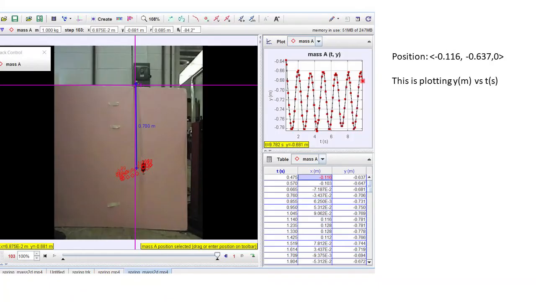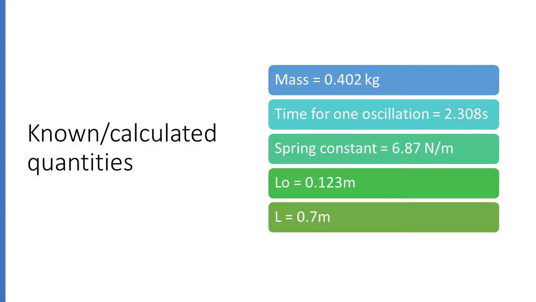We know that the mass equals 0.402 kg, and we're going to use this in Tracker. We find the position, minus 0.116, minus 0.637, 0, and here is me plotting y versus time. Using this, I found my time for one oscillation equals 2.308 seconds, my spring constant equals 6.87 newtons per meter, L naught equals 0.123 meters, and L equals 0.7 meters. I'm going to use this in GlowScript.